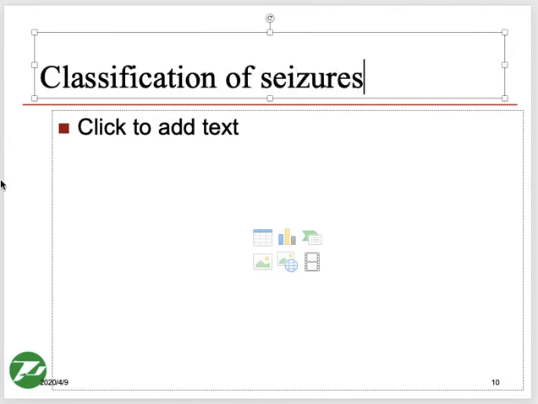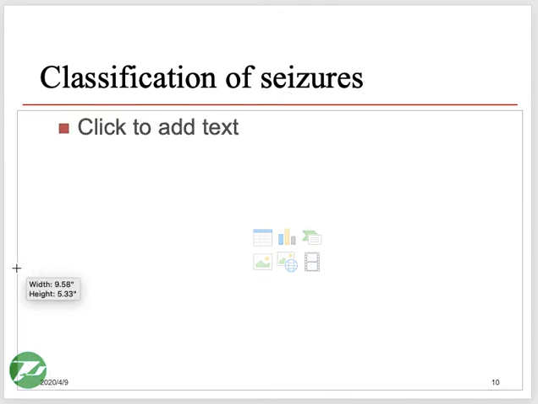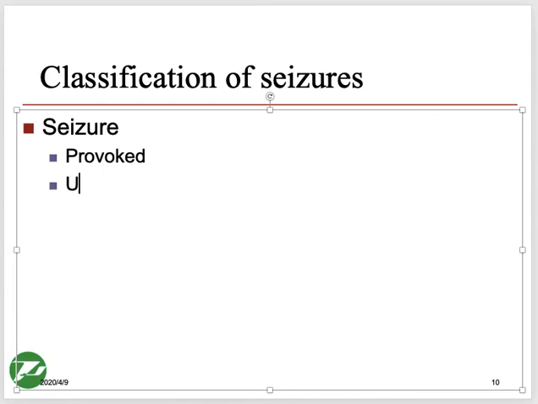Again, classification, I always say, is just to make things easy, guys, to remember things. So whenever there are seizures, remember, they can be provoked, or they could be unprovoked, right? Which we already discussed. And whenever there are provoked seizures, guys, what can be the cause?